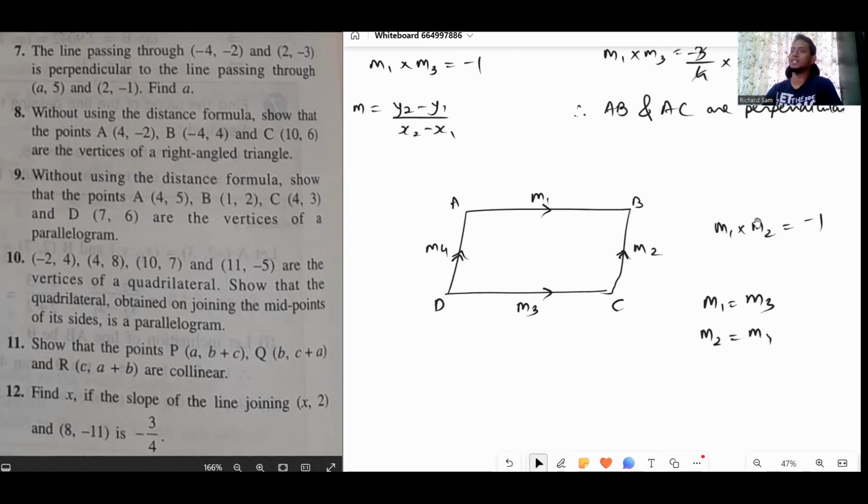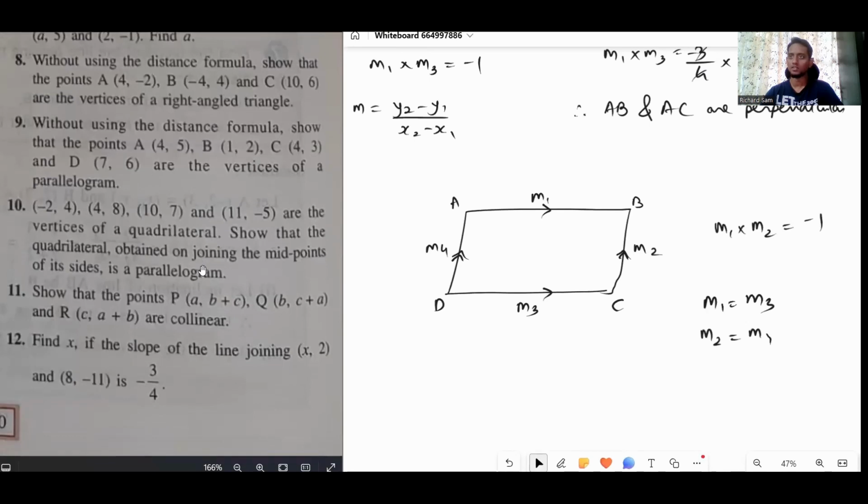This is not perpendicular. This is a parallelogram. So you have to see that the opposite sides are parallel. Do you understand what to do here? Yes. Find all the 3 slopes and M1 should be equal to M3. Remember, parallel sides have... how are the slopes related? They'll be equal. That's what you have to prove.